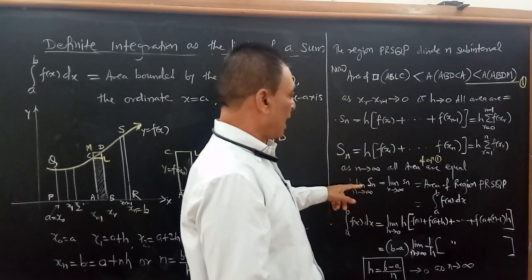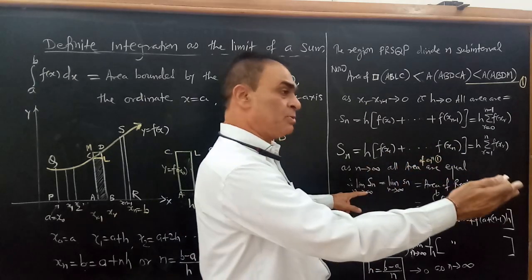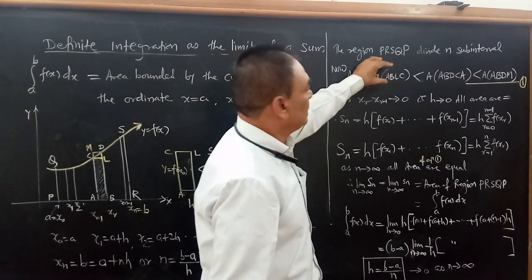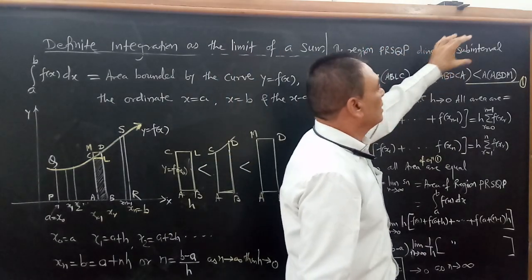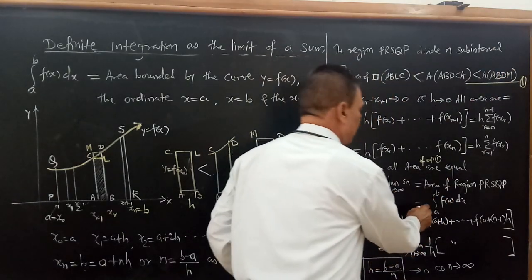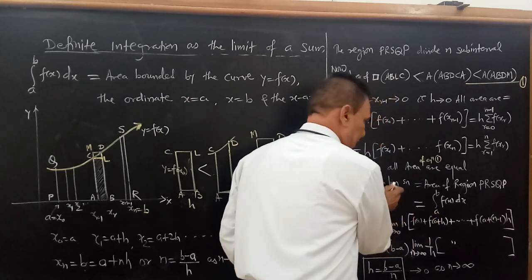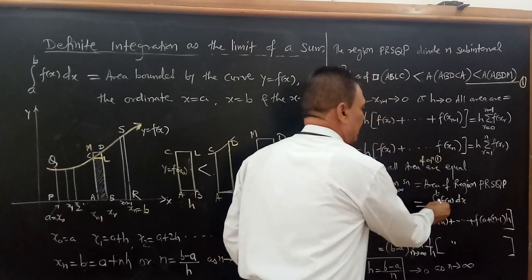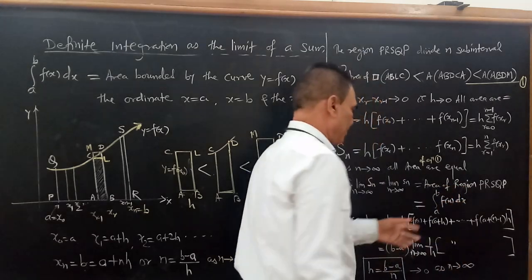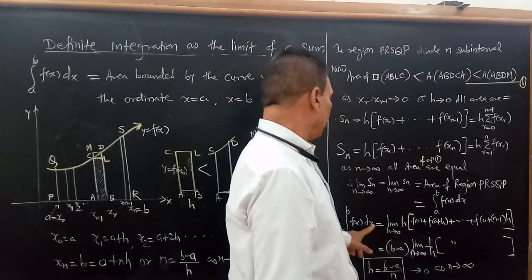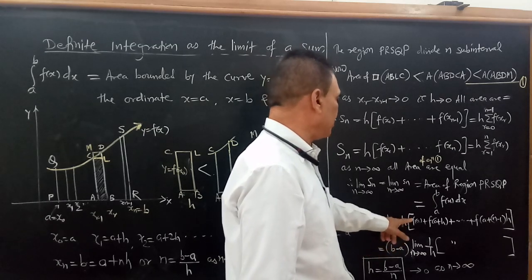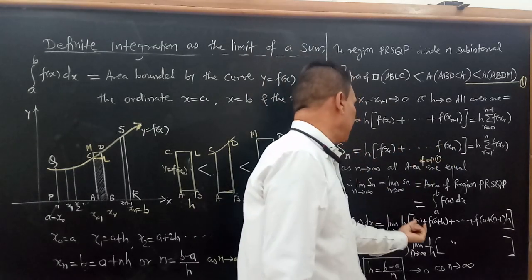Therefore, I have taken the limit because n tends to infinity, not exactly infinity. The area of the required region is the same as the area of the bigger rectangle also, and this is denoted by the new concept, limit n tends to infinity. You can denote this area as integration of a to b f of x dx. This area is limit h tends to 0, h into the bracket, all these things, Sn, which I have written here.